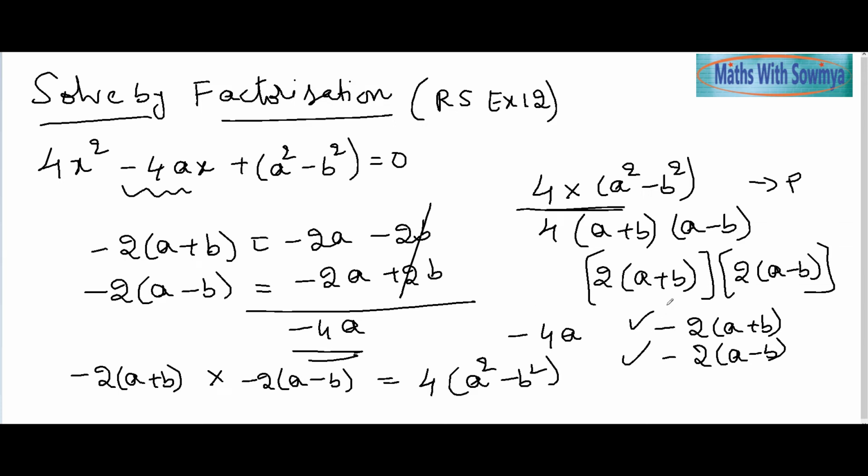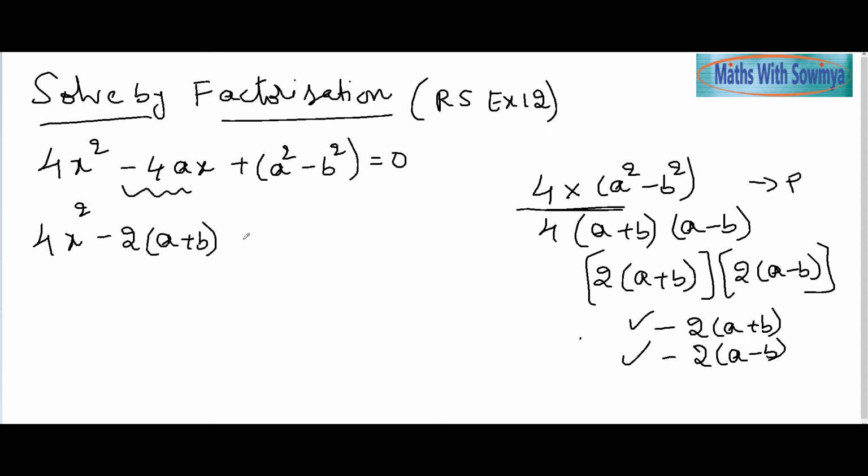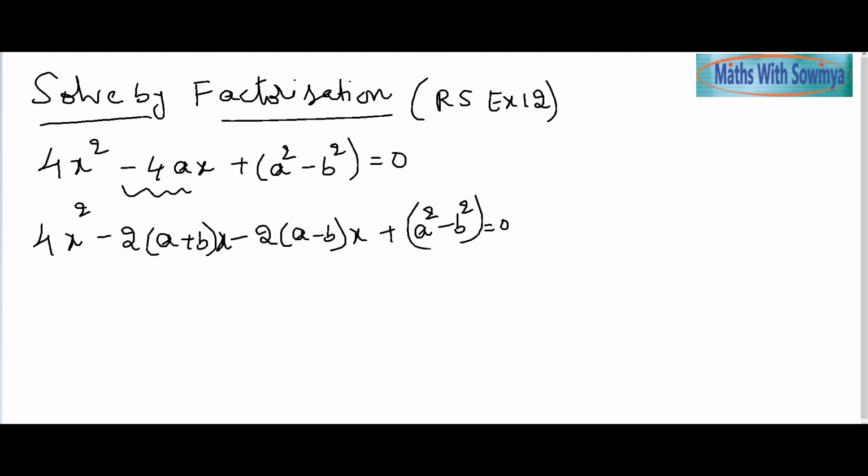So these two will be my two numbers here that we can take. So here we can write 4x square minus 2 into (a plus b) minus 2 into (a minus b). Of course, x should be put here. Plus this is a square minus b square. This is equal to 0. In the same way we do the factorization with numbers.